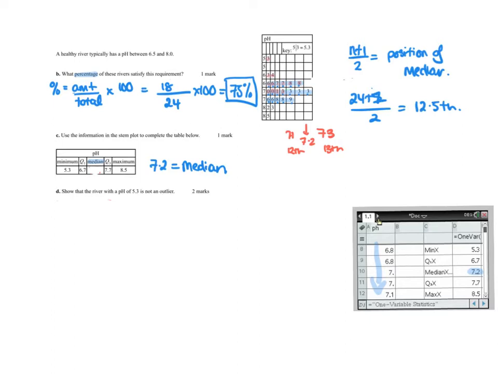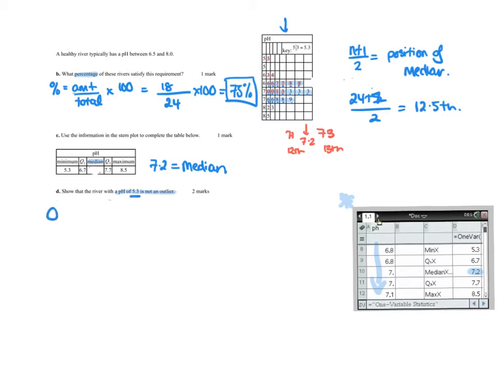All right, now it says show that the river pH 5.3 is not an outlier. So once again, we need Q1 and Q3. So this is hopefully in reading time. You've seen that, and you know now it is going to be worth putting this in as a list to find the median, because you need the Q1 and the Q3. So if you look at 5.3, that's going to be a lower outlier.